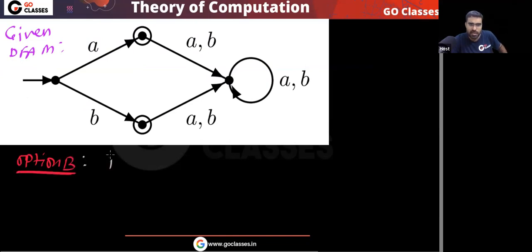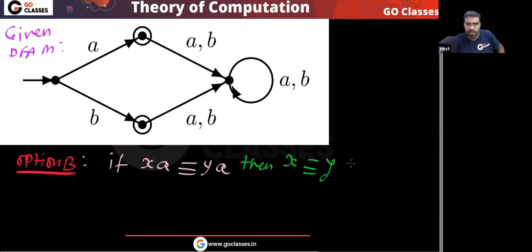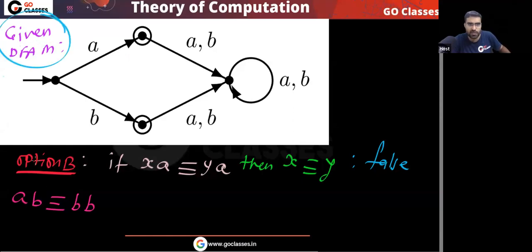Option B is saying that if XA is equivalent to YA, then X is equivalent to Y. This statement is actually false. Let me tell you why. Can you notice in this DFA that AB is equivalent to BB? Can I say AB is equivalent to BB?